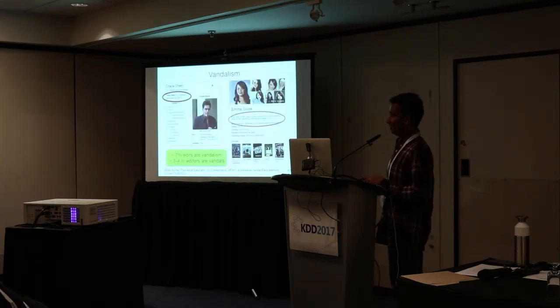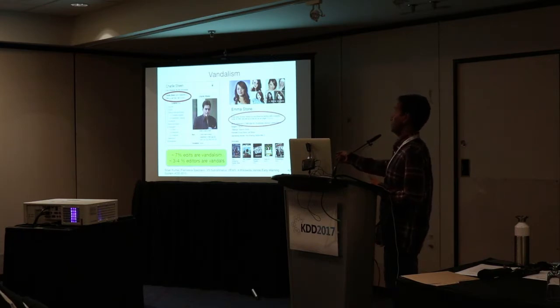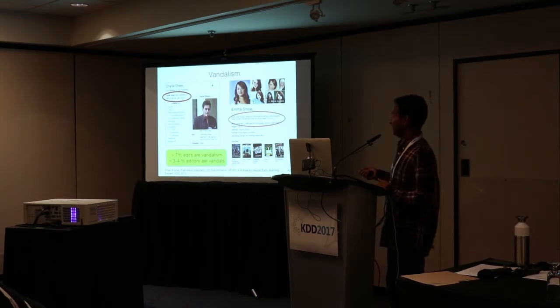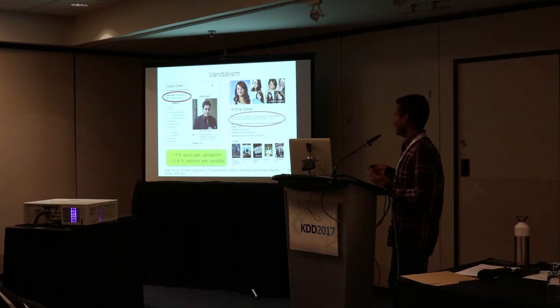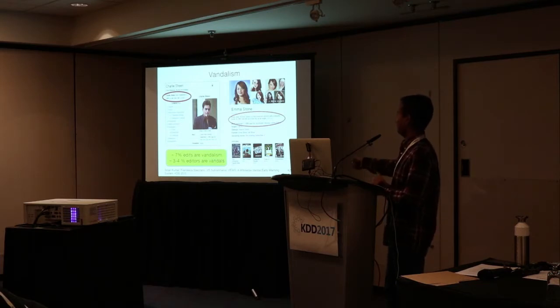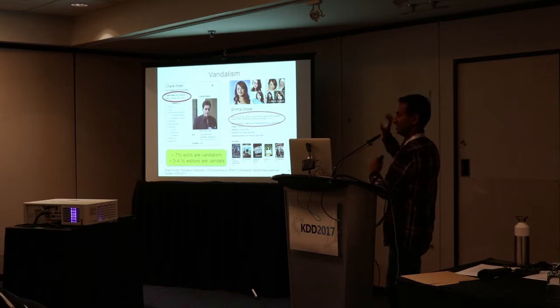Looking at a couple of examples of vandalism on Wikipedia, someone edited Charlie Sheen's Wikipedia page to say Charlie Sheen is half man, half cocaine. And some other time, someone edited Emma Stone's Wikipedia page to say she fell out of the sky as an angel. And that turned up in the Google smart thingy.